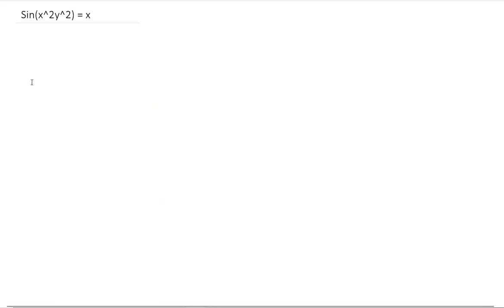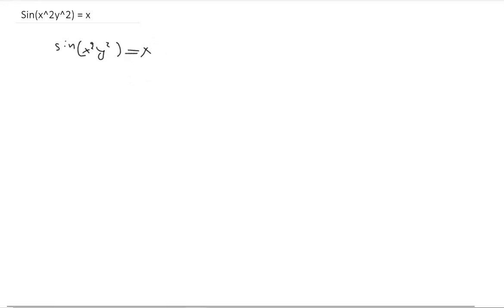And we'll do one more problem, something kind of tricky, something different that you don't usually see very often. So we're going to use implicit differentiation on sine of x squared y squared equals x. We know we have to do implicit differentiation because we have x's and y's together inside the sine, and then we have something on the other side that's not an isolated y.